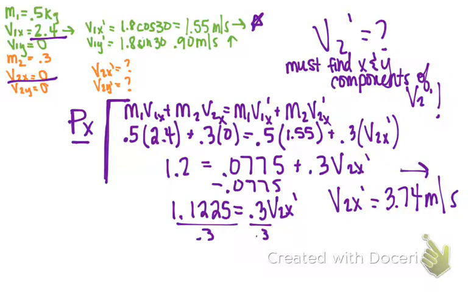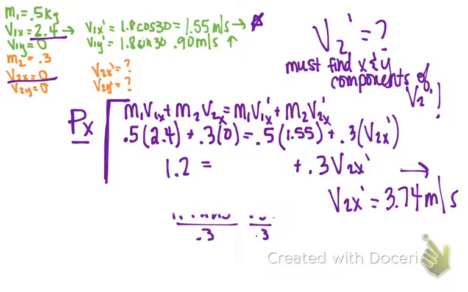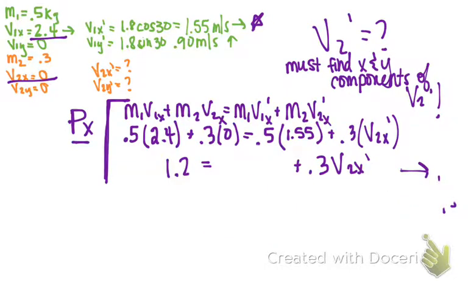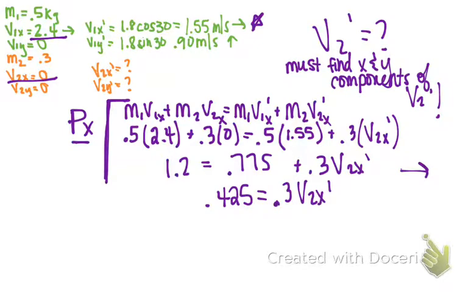And I see a little mistake I made here, so I need to fix the math. I'm sorry, I was a little bit off by a decimal place. This really gives us 0.775, which means 1.2 minus 0.775 leaves us with 0.425. Which means we really have a v sub 2x prime of 1.42. There we go. And it's going to the east.